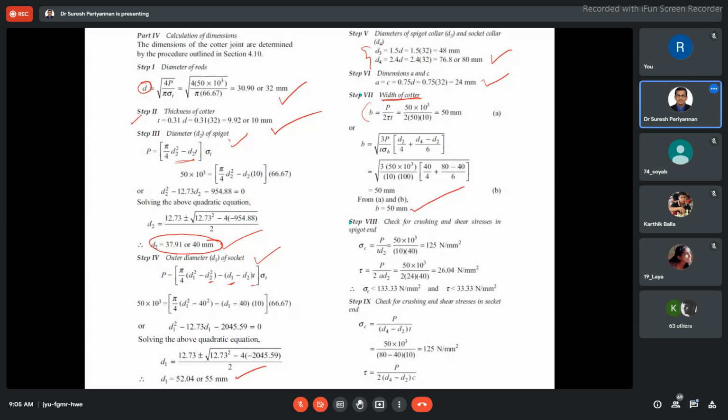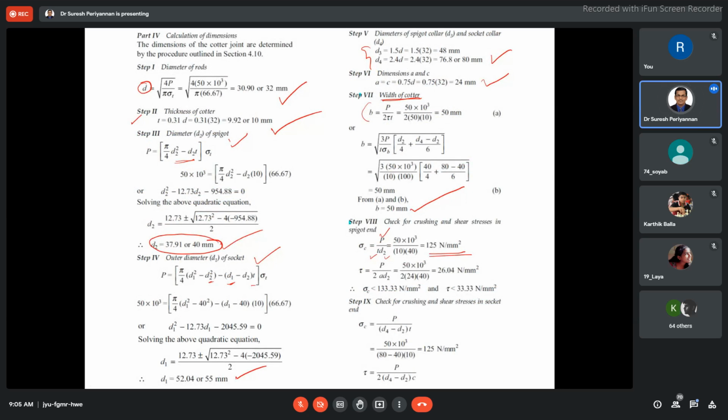Now check everything we have done. The last two steps are to verify the crushing stress and verify the shearing stress in the socket and the spigot, whether they are within the permissible limit or not. That's our aim now. P we know, D2 we know, and T we know. Sigma C we have now found: sigma C is 125 Newton per mm square.